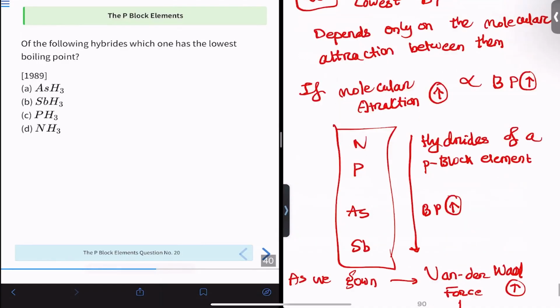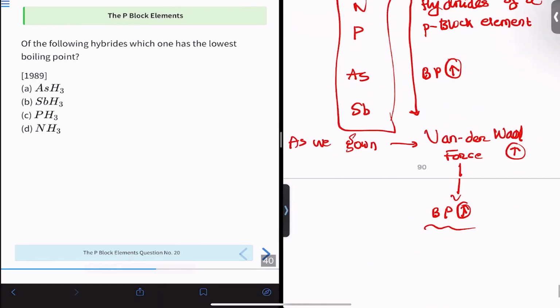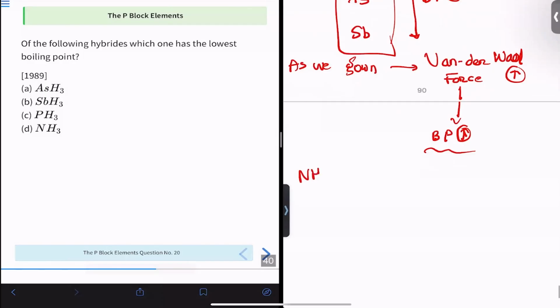So according to this logic, the nitrogen hydride, that means NH3 or ammonia, should have the lowest boiling point among these four options. But it is not happening, since the whole of inorganic chemistry is about exceptions. Here also one exception comes. Ammonia does not have the lowest boiling point.